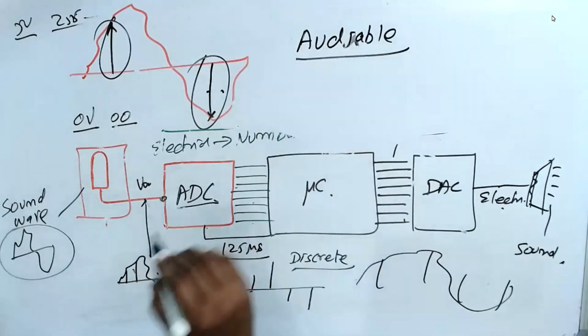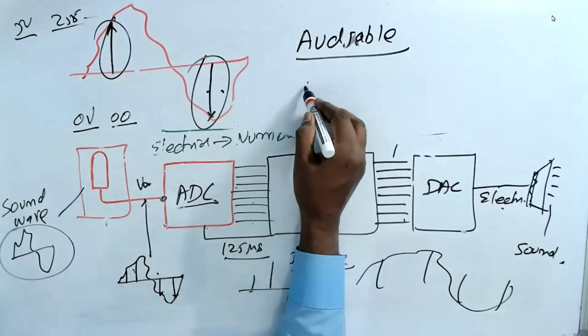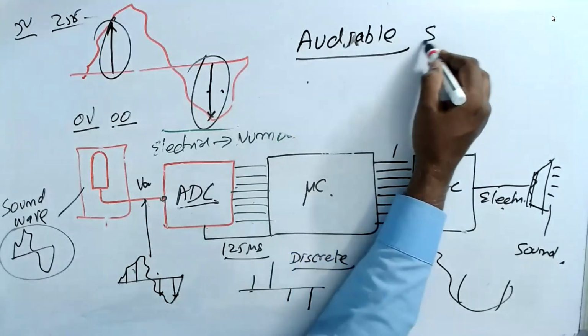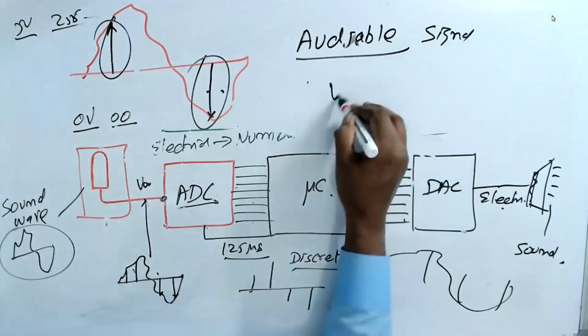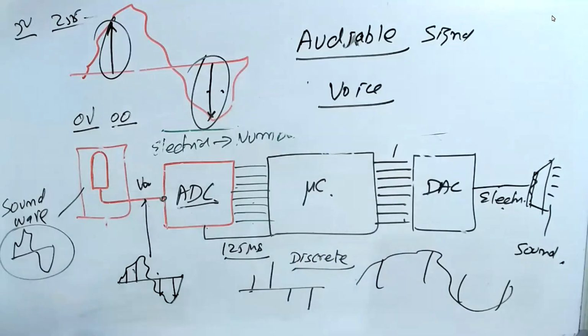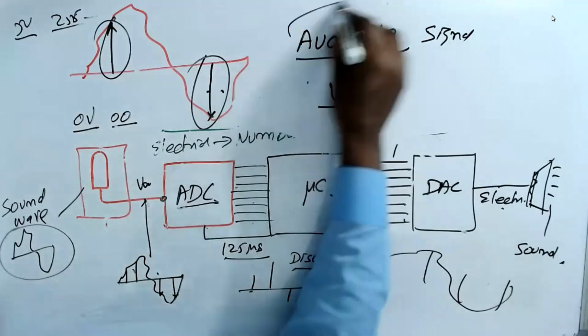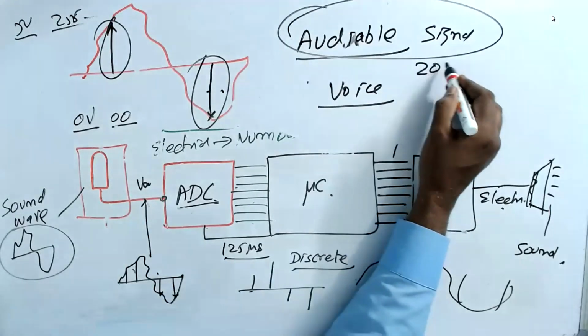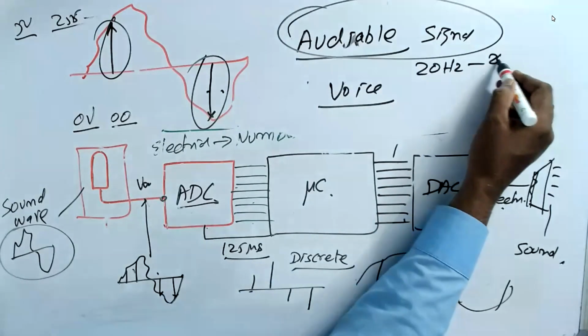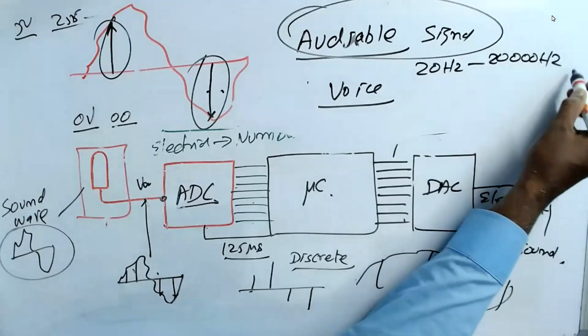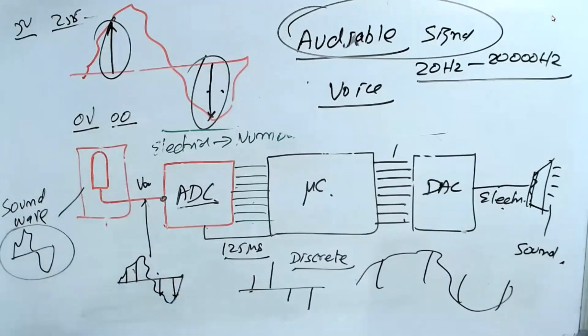Audible voice and audible signal. What is the frequency of our human voice? Can anybody say? That is 20 to 2000, is this audible? You can hear 20 hertz to 20,000 hertz. That is your hearing capacity.